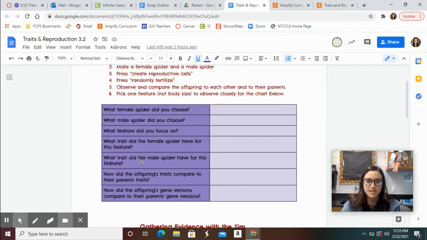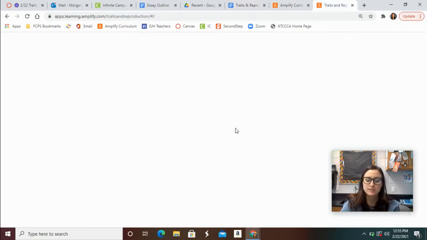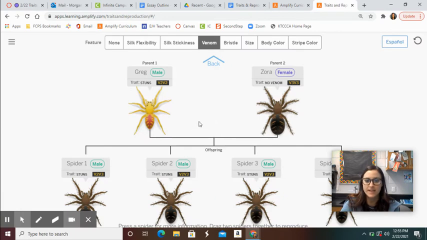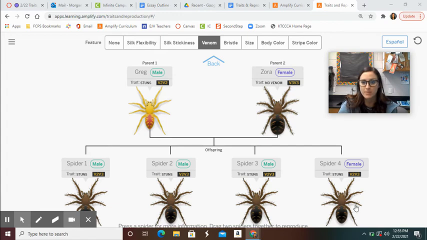When it comes down to here, when you are looking at the offspring and how the offspring compare to the parents, what I want you to look at is if they are the same or different. So for example, I did Greg and Zora here, and Greg stuns and Zora has no venom. I can see that all 4 of my babies stun. So I would say that all of the offspring have the same trait as the father, and none of them have the same trait as the mother.